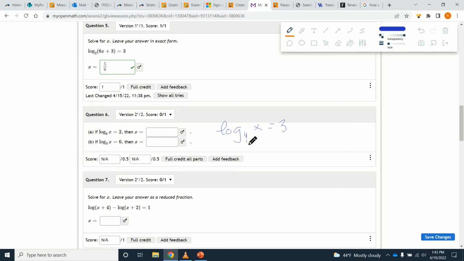So you're going to go, the log base 4, sorry, the 4 to the third equals x, like that. So 4 to the third equals x. So always start with your little bitty base, to the right-hand side equals the argument. And that's going to be 4 to the third, which is 4 times 4 times 4, is 64. And that would be our answer.